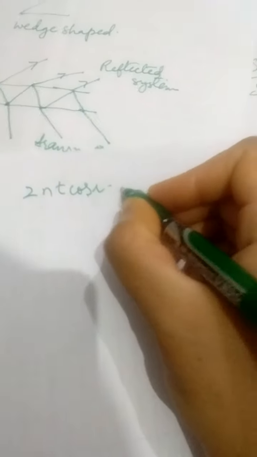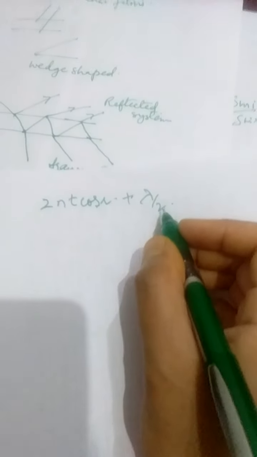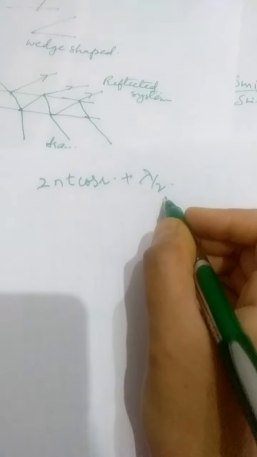So 2nt cos r plus lambda by 2 shall be the net path difference. And why did we introduce this lambda by 2 factor here? This is on account of reflection, and we know that due to a phase change in reflection, an additional path difference is introduced, and that is given by lambda by 2.